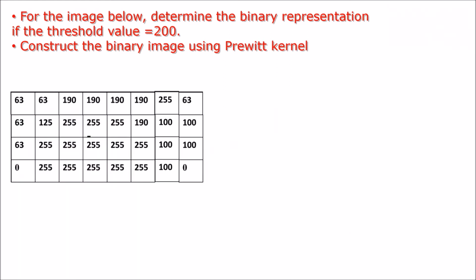In this example, I will show you how you are able to calculate the edge when given some digital image. Basically, for this problem, you are given this type of image in which the dimension will be 8 times 4. The first step is you need to find the segmented image when the threshold value is equal to 200, and the second thing is to construct the binary mesh by using the Prewitt kernel.